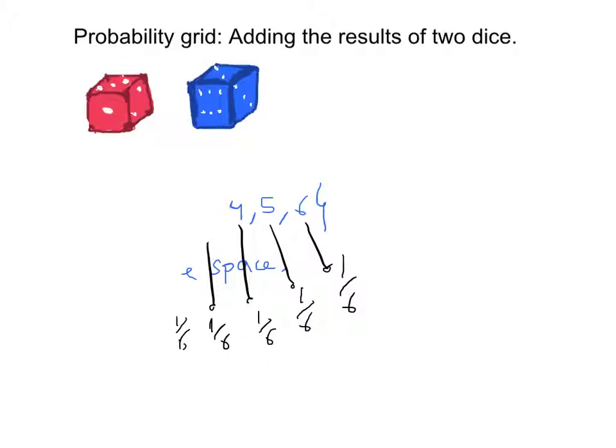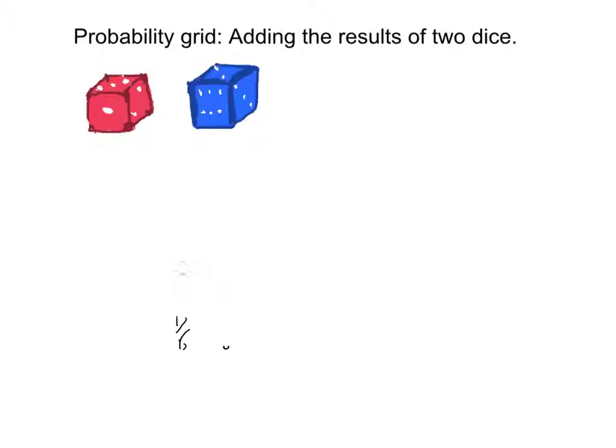What happens if I throw both dice simultaneously? Well, these are the possible outcomes. On my blue dice, I could get a 1, a 2, a 3, a 4, a 5, or a 6. On the red die, I could get a 1, a 2, a 3, a 4, a 5, or a 6. This is a full list of all the possible results.